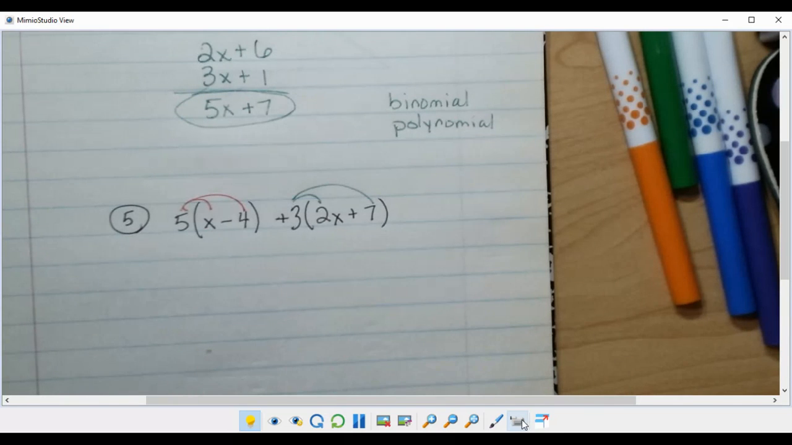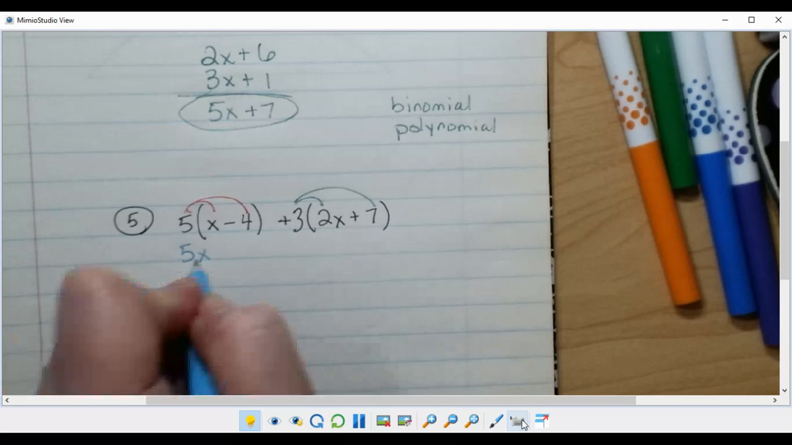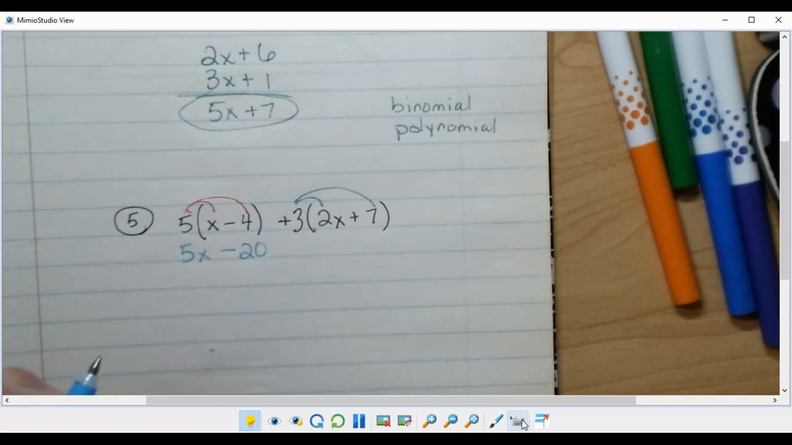And I've already run out of colors. Oh, we'll go to light blue. Let's see if this works. Okay, so 5 times 1x is 5x. 5 times -4 is -20.